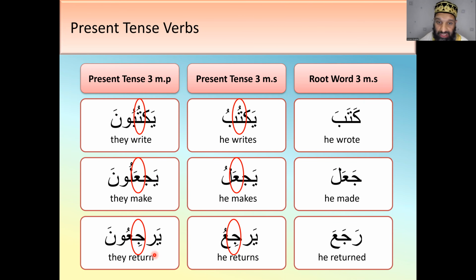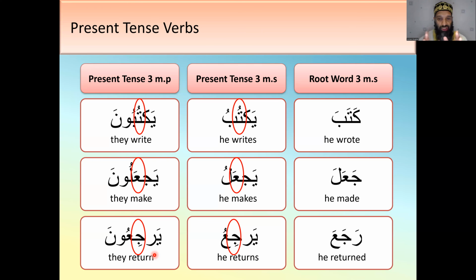So the question I ask is, now do you know why you have to learn the present tense verb with the past tense verb? Do they always start with ya? No. The he always starts with ya. The he will always start with ya, but you're right, that doesn't start with ya. That's what we're going to learn the table for, inshallah.